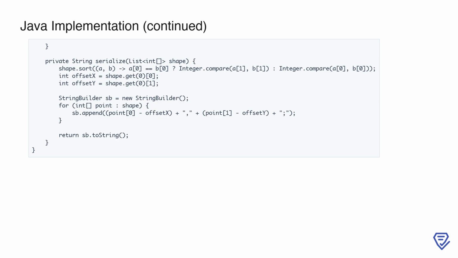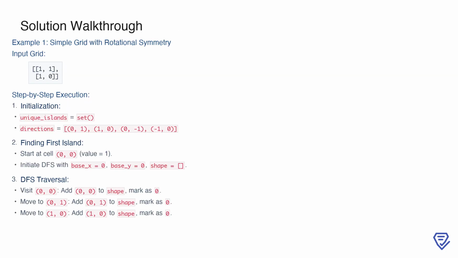orientation or reflection. Let's start with a simple grid that has rotational symmetry. The input grid here is a 2x2 matrix where 3 cells form an L-shape island. To solve the problem, we first initialize a set called unique_islands to keep track of distinct island shapes. We also define the possible movement directions: right, down, left, and up.